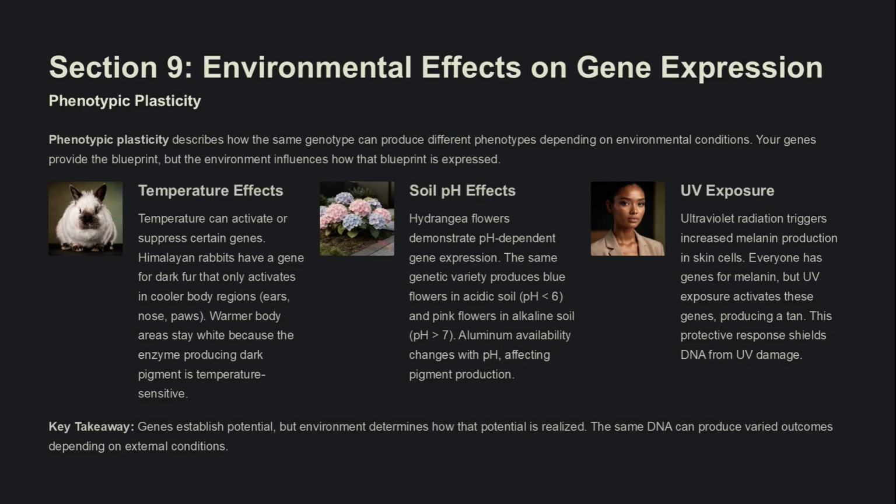Phenotypic plasticity describes how the same genotype can produce different phenotypes depending on environmental conditions. Temperature, soil pH, and UV exposure can alter gene expression, affecting traits like fur color in Himalayan rabbits or flower color in hydrangeas. Genes establish potential, but the environment determines how that potential is realized.